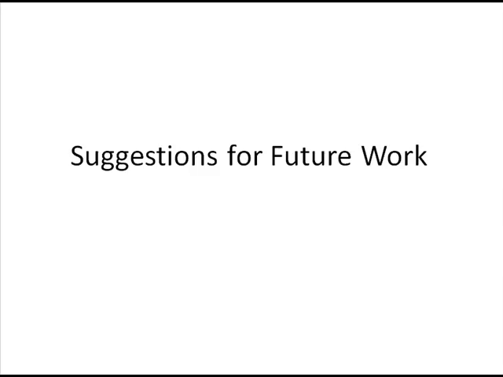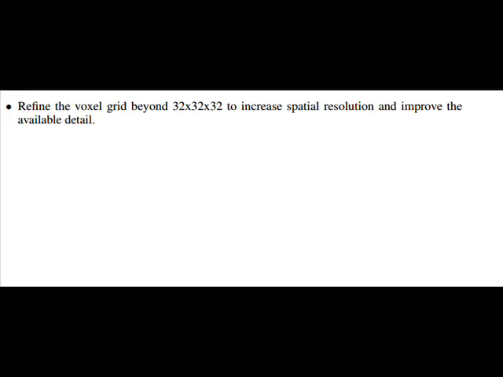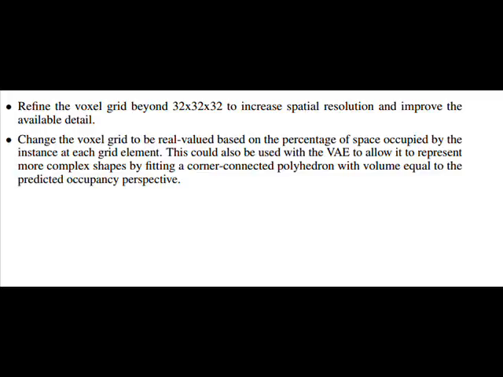Finally, we believe that there is still plenty of low-hanging fruit ripe for the taking, with just a little bit of work. Some simple things we would suggest trying include refining the voxel grid beyond 32 by 32 by 32 to increase spatial resolution and improve the available detail, changing the voxel grid to be real valued rather than binary valued based on the percentage of space occupied by the instance at each grid element. This could perhaps also be used with the variational autoencoder.